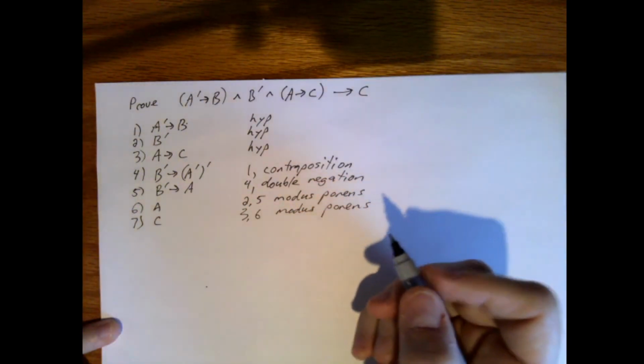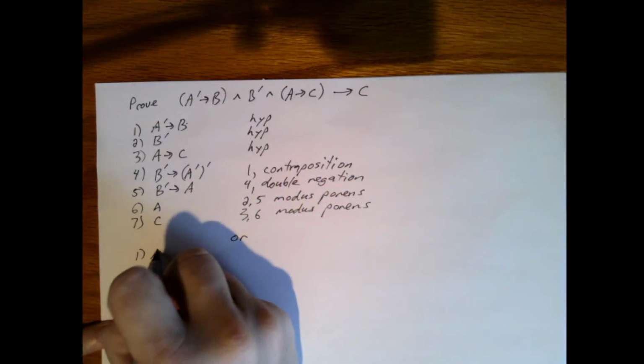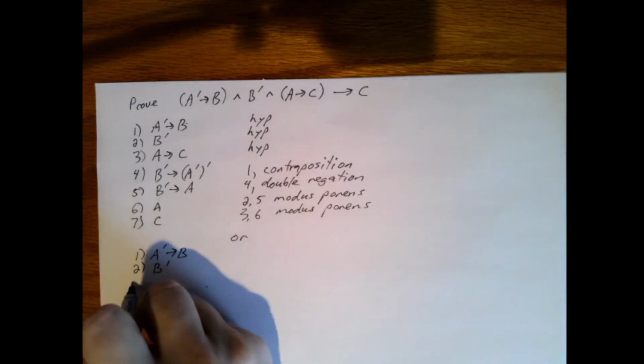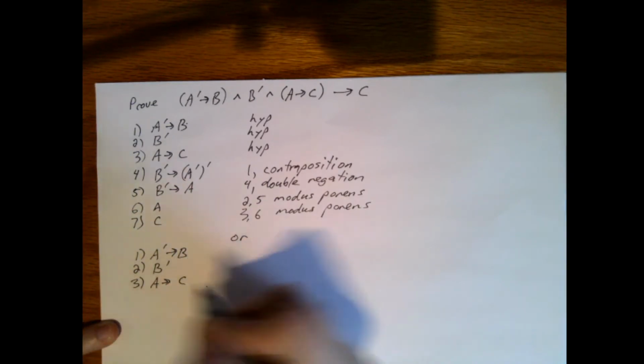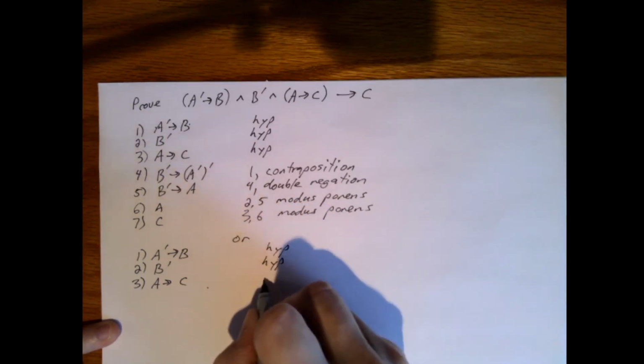Well, not at all. Let's try another one. Let's look at the other version. So I still have 1, A implies B, 2, B prime, 3, A implies C. So hypothesis, hypothesis, hypothesis.